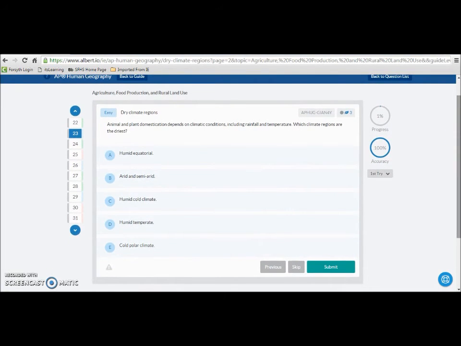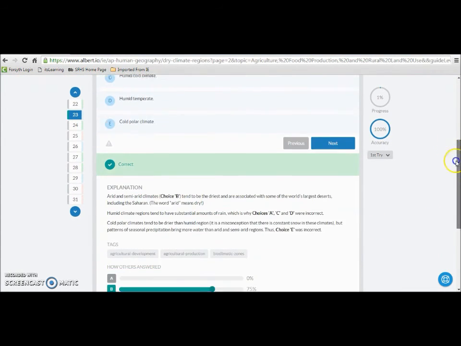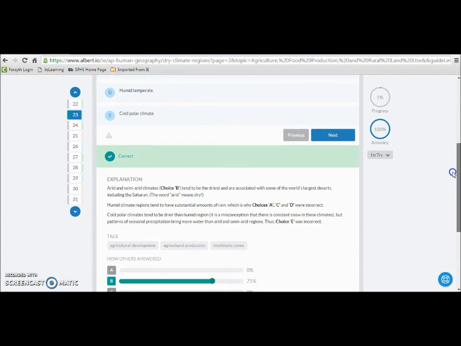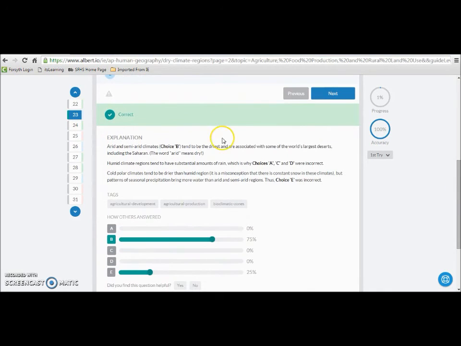One of the things that's going to be best about this particular website is, I'm going to go with arid and semi-arid. So we'll see what happens. I'm correct. Of course I am correct because I'm Mr. Elrod. Anyhow, we get the answer correct, but what I think is probably the best about this particular resource is that you have an explanation provided here for you below.